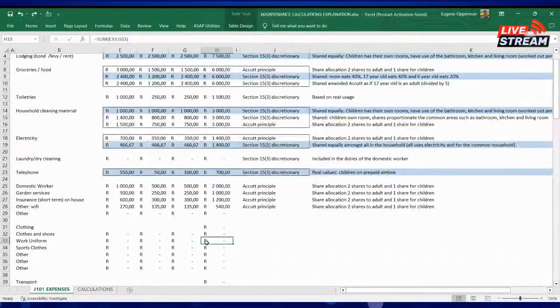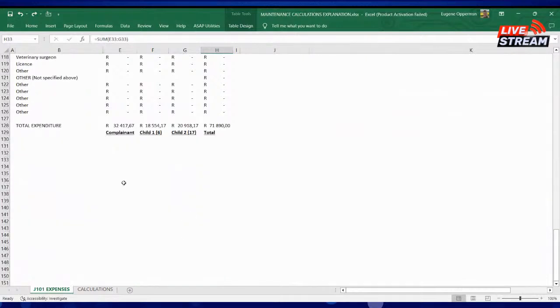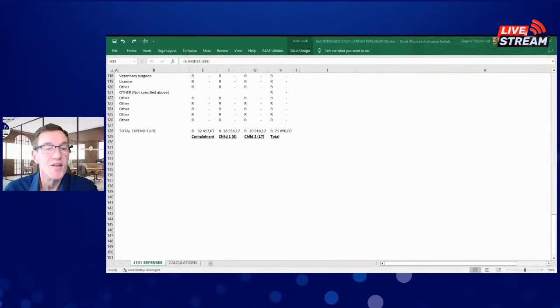Sorry. So that is the amounts that you fill in on the J101 form. So that is basically the use of a spreadsheet in order to make it easier for the court to know how you came to those amounts.